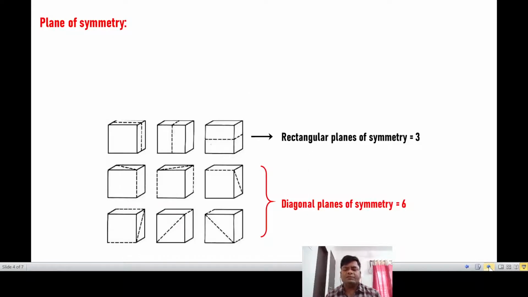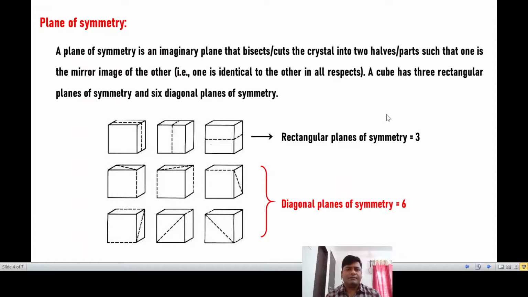Now coming to the plane of symmetry. It is an imaginary plane that bisects or cuts the crystal into two equal parts or halves, such that one is the mirror image of the other, exactly identical in all respects. A cube has three rectangular planes of symmetry, as shown here in the first row, and six diagonal planes of symmetry, as shown here.